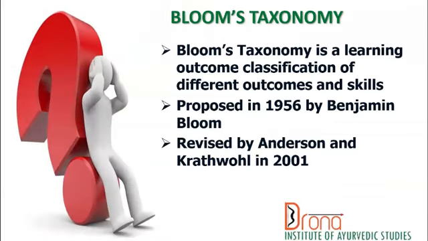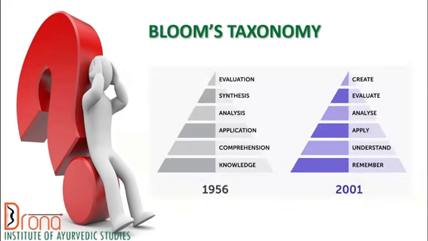So the explanation: Bloom's taxonomy is a learning outcome classification of different outcomes and skills of students. It was proposed in 1956 by Benjamin Bloom and it was revised by Anderson and Krathwohl in 2001. The former Bloom's taxonomy proposed in 1956 consists of 6 levels. The base level, knowledge, and the upper levels are comprehension, application, analysis, synthesis, and evaluation.